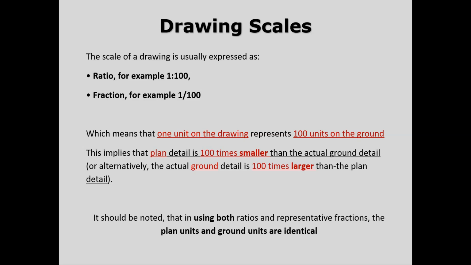So to start with the basics, scales usually are defined in two different forms. You've seen them before as 1 to 100 or as a fraction, as 1 over 100. And both give the same meaning. That means each 1 unit on the drawing represents 100 units on the ground. Very simple, okay?